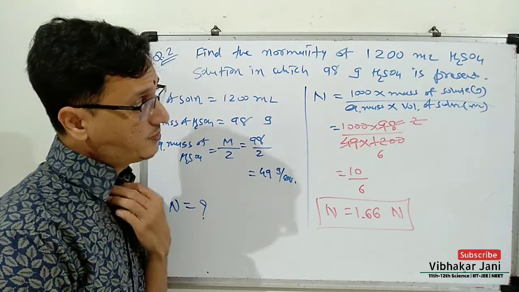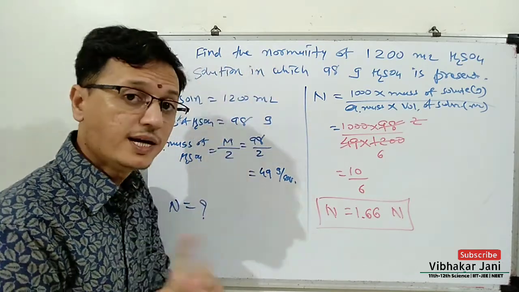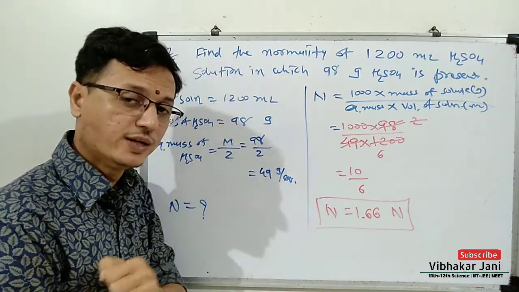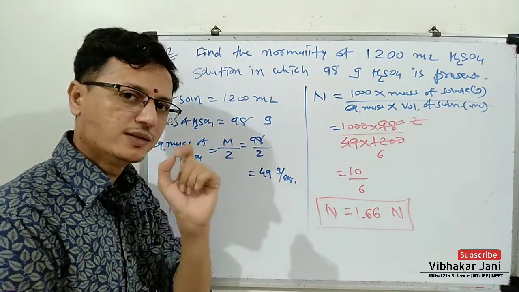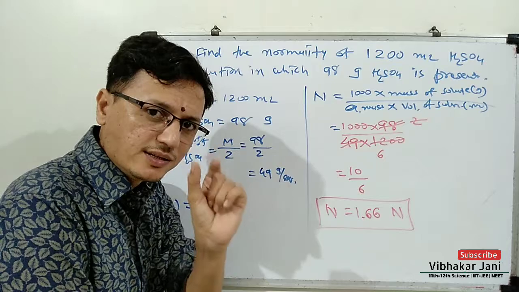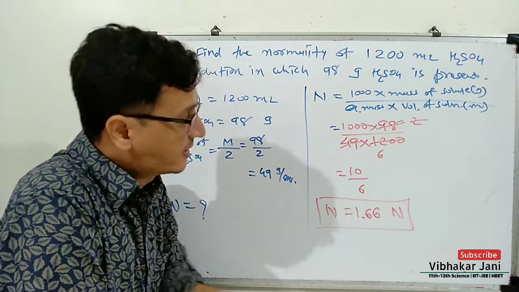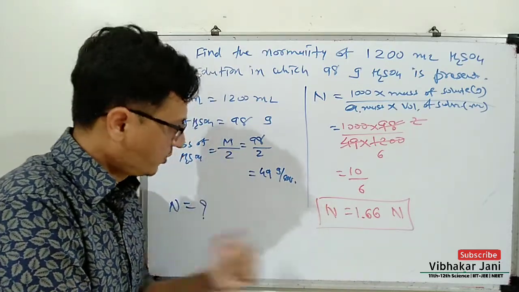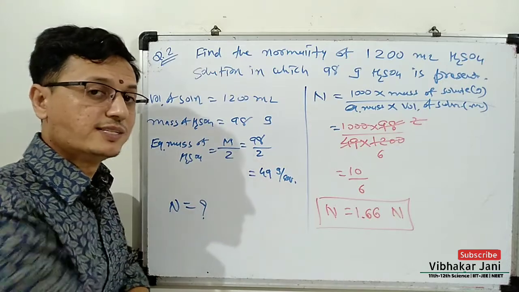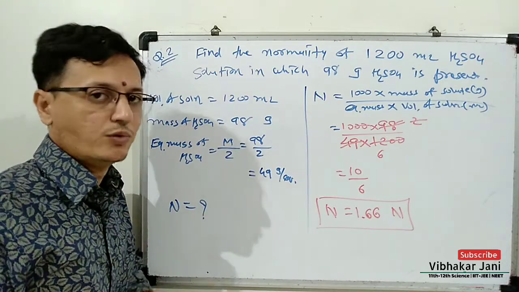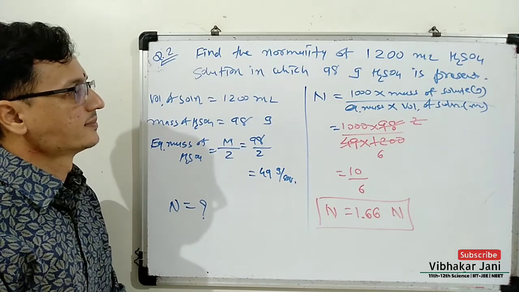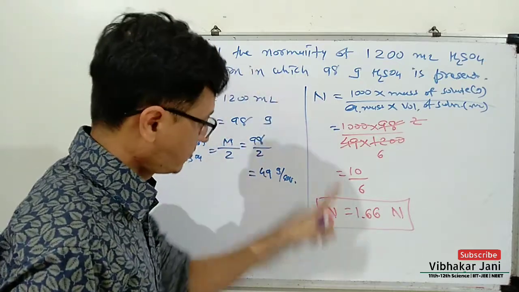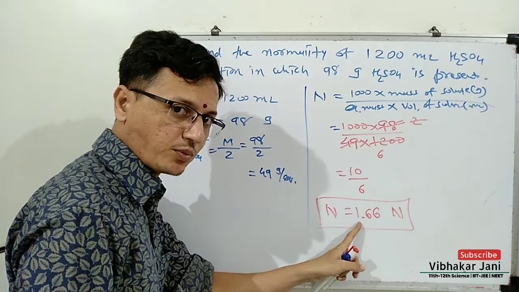Now one more thing. If somebody asks, find the normality and molarity of this solution. So if we are asked to find molarity also, then what will we do? It is very simple, and for that there is a little formula, and we will derive that formula first, and then we will find the molarity from normality. Okay, so pause the video, write down this question, then we will see the relation between normality and molarity. Now, just remember here for this question, the normality of this sulfuric acid solution is 1.66.